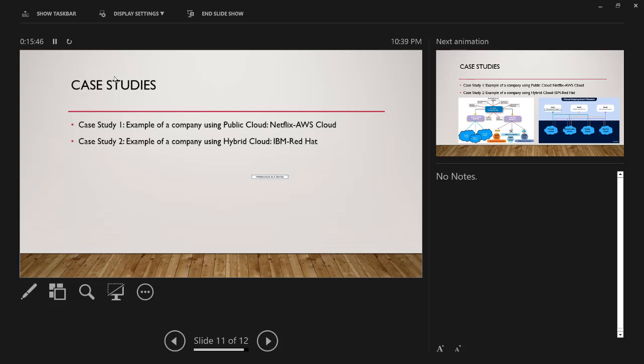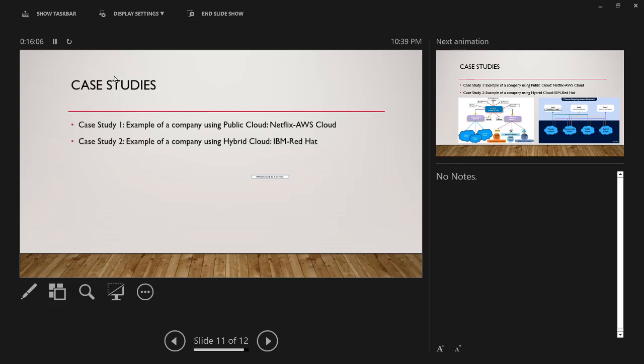So also the case study I want to share about is IBM Red Hat. So IBM Red Hat uses hybrid cloud because they also have their own public cloud platform, and Red Hat also has its own private cloud. So they get to collaborate and harness this feature of cloud computing.